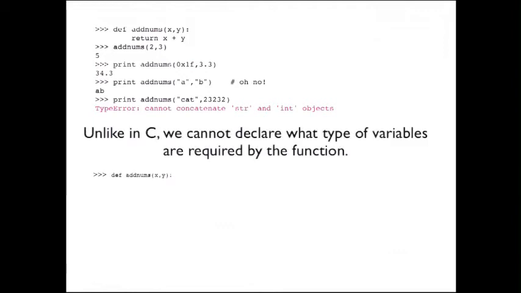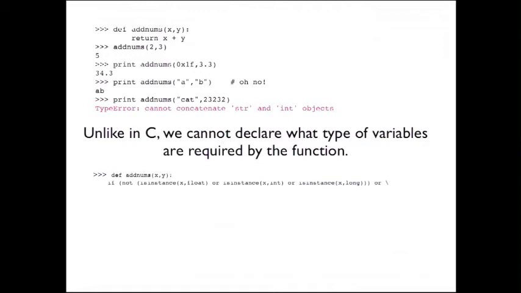Okay, so this is a problem, and it's up to us to figure out how to do some sort of error checking to make sure that our function does what we hope it would. So unlike in C, we can't declare what type of variables are required by the function, so essentially inside that function, we have to make sure that we're getting the variables that we expect.